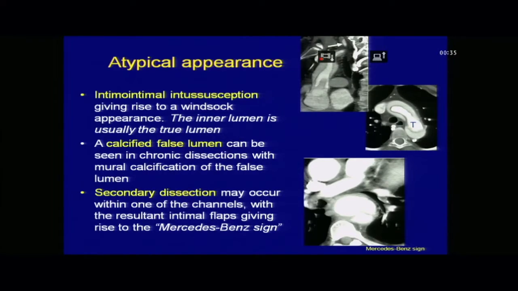Sometimes there are some atypical appearances which may appear, like I showed you before also. This is a case of intimo-intimal intussusception. So what has happened is the true lumen has been intussuscepted in itself, so it is all surrounded on all four sides by the false lumen. So it is the true lumen which is inside. Then sometimes you may see calcified false lumen with mural calcification of the false lumen. Then you may have secondary dissections also. So a typical Mercedes-Benz sign may be seen. Sometimes even many more dissections may occur. So that also can be seen in certain cases.